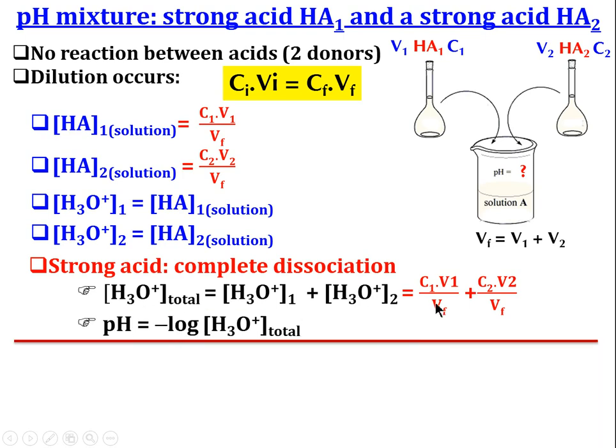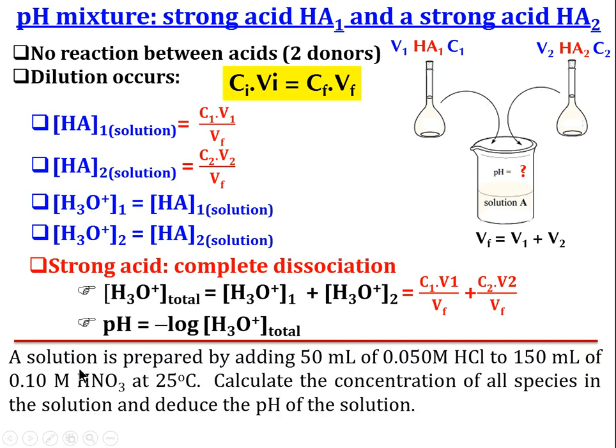So we know now the concentration of H3O+ total, since C1 V1, C2 V2 and V final are given. So we calculate pH equal minus log concentration of H3O+ in the final solution, and we find the pH of the mixture of two strong acids.